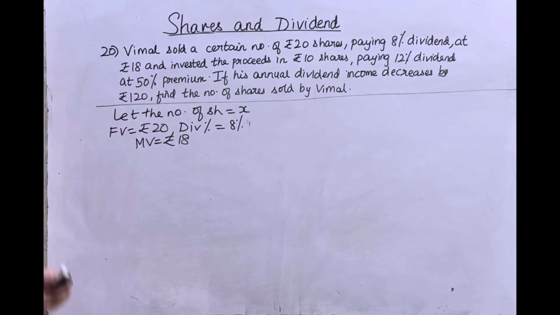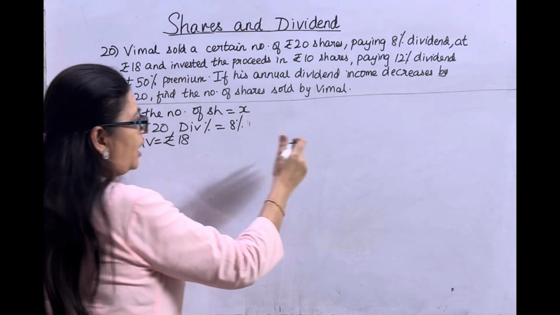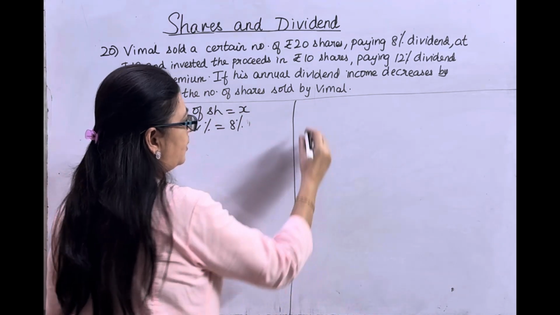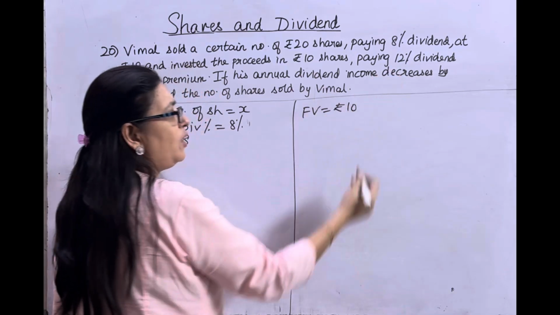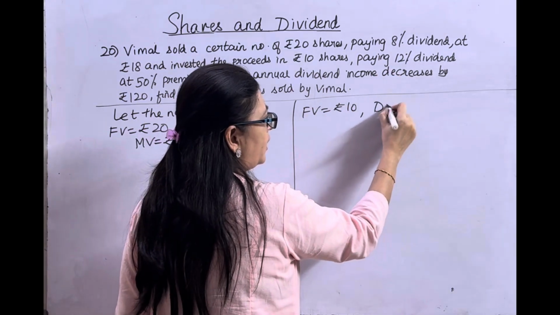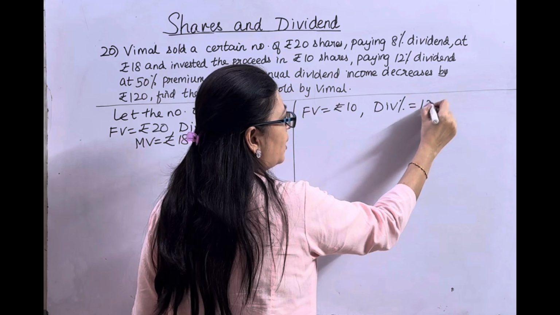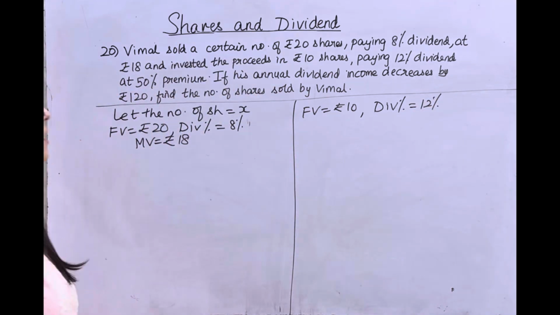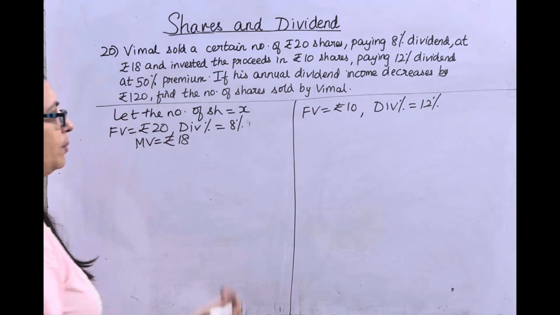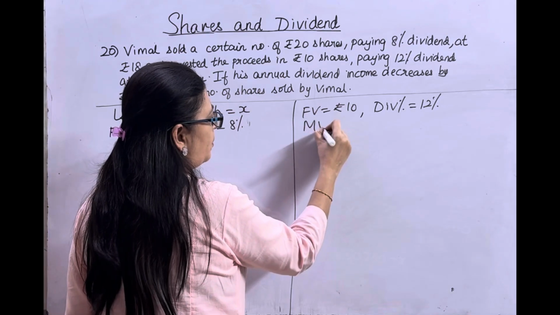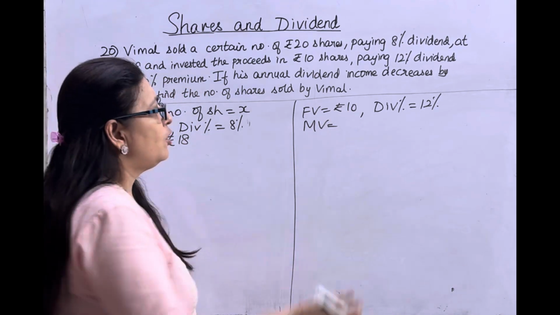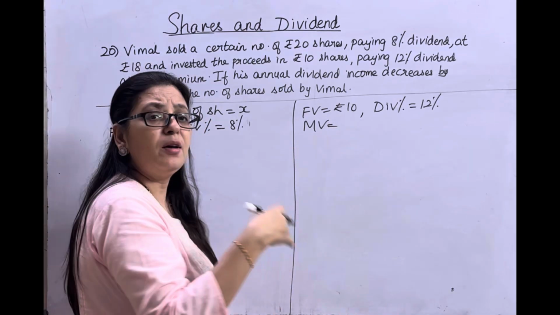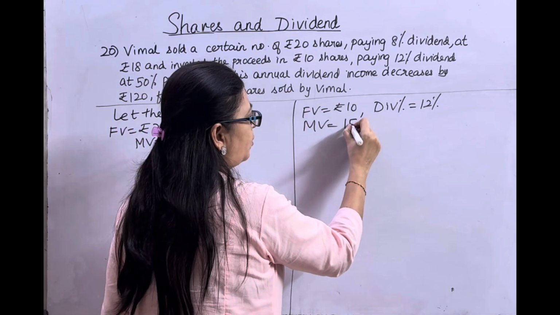And invested the proceeds in 10 rupees shares, another company where the face value is rupees 10, paying 12% dividend. So dividend percent is 12% at 50% premium. So market value would be 50% of 10 rupees is 5 rupees. So market value would be 10 plus 5, which is 15 rupees.